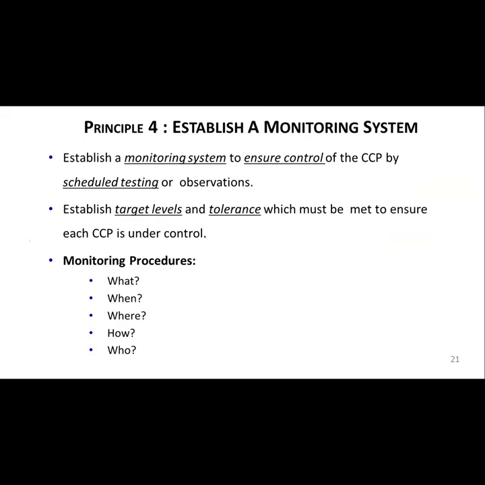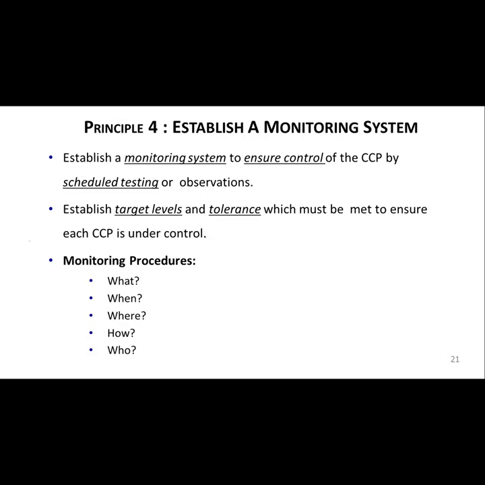So if we come to the same example, metal detector, what is monitored? The answer is the effectiveness of the metal detector in rejecting metal. Next point, when is it monitored? We have to decide the frequency of monitoring. For most lines, it should be checked before starting the production line, and within every 2 to 4 hours, as per the standards. So it should be defined when it will be monitored.